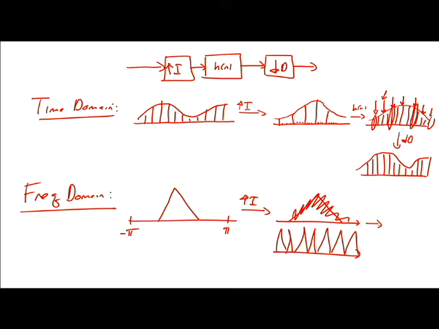Then you filter by h of n. You're essentially taking one replica. And then you downsample by D, which might not be equal to I. So it might be spread out differently, with a different width, bandwidth, compared to this.